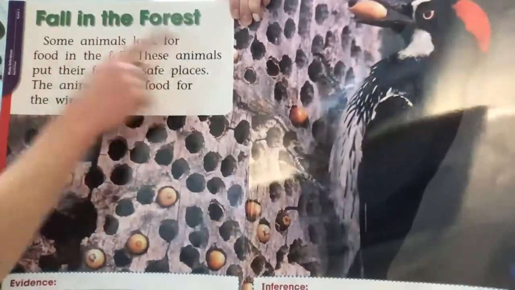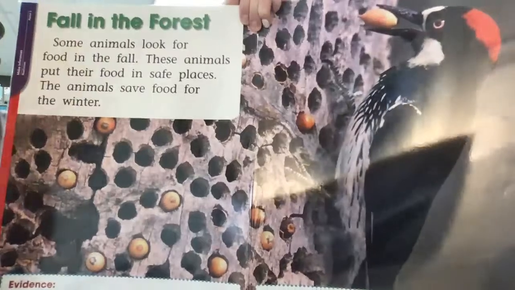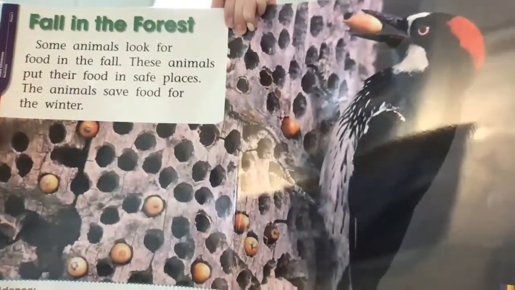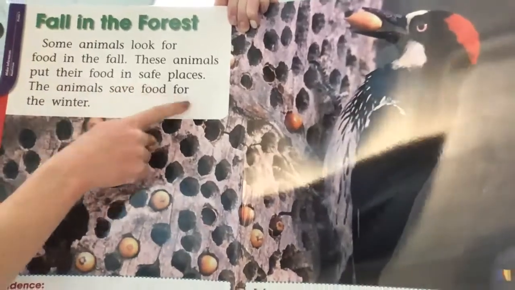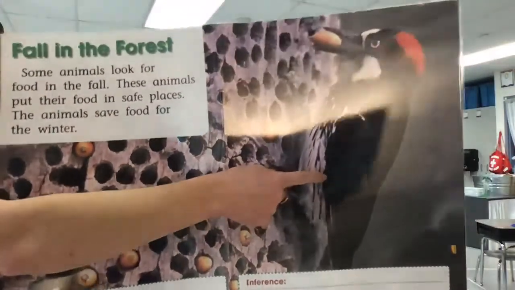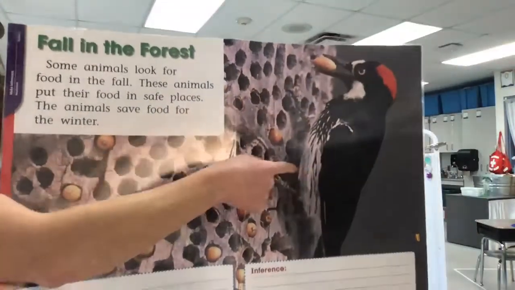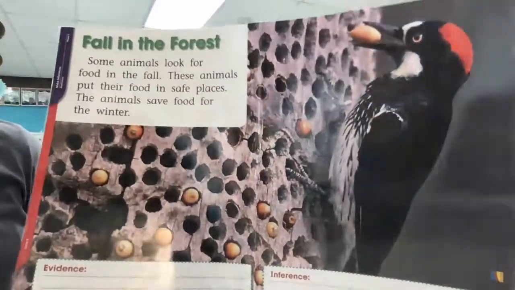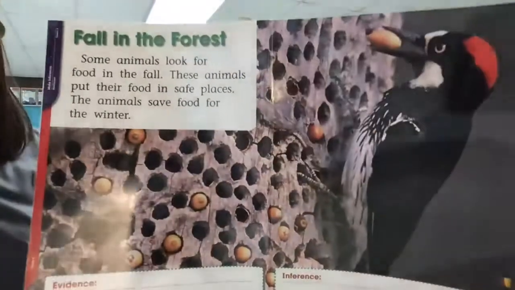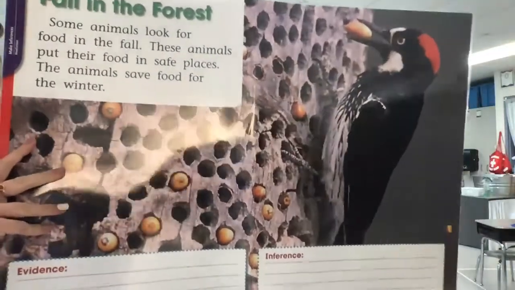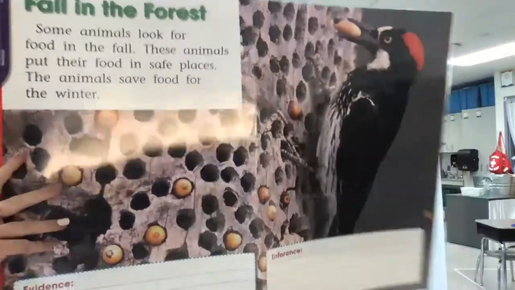Some animals look for food in the fall. These animals put their food in safe places. The animals save food for the winter. Okay, so now that makes sense. The words don't tell us that this is a woodpecker, but I know that type of animal just by making connections. It also tells us that the animals, not just this one, collect food and put them away in a safe place for the winter time.